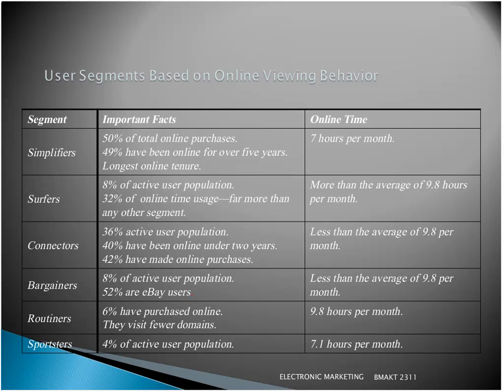For example, simplifiers: 50% of total online purchases, 49% have been online for over 5 years, and longest online. It's the most common type of internet user. They don't really have any specific criteria to make them different. They just go online to do basic things. Online time is 7 hours per month. You have surfers. These people, simplifiers, have the lowest amount of usage, as you can see.